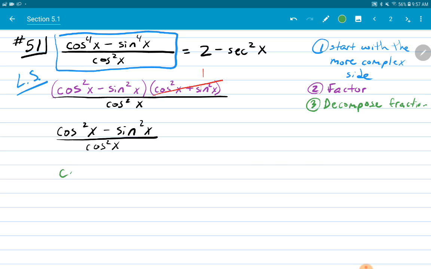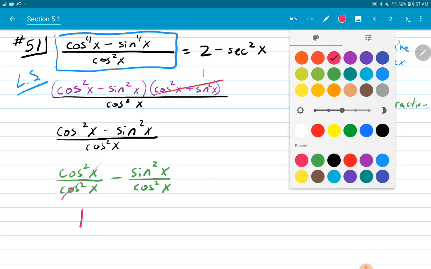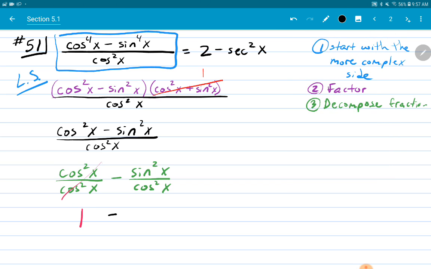So on this one, if I just decompose it, I get this. And on the left, I can see that that simplifies to 1, right? Cosine squared over cosine squared, that equals 1. And on the right, that turns into tan squared, which is related to our secant squared.